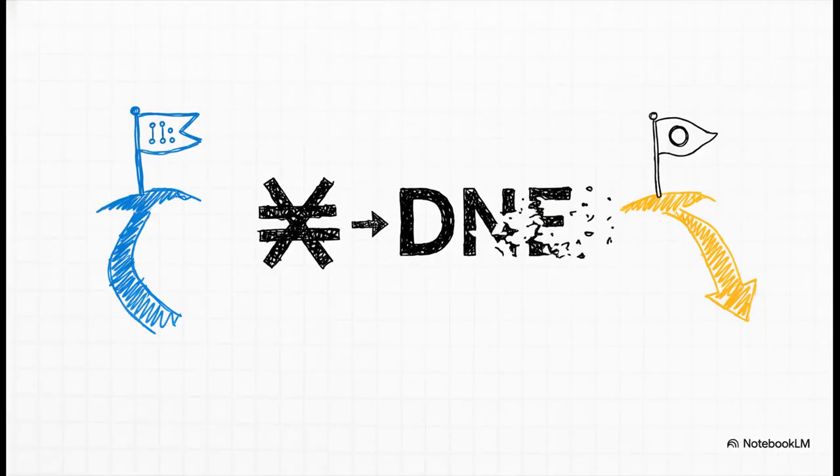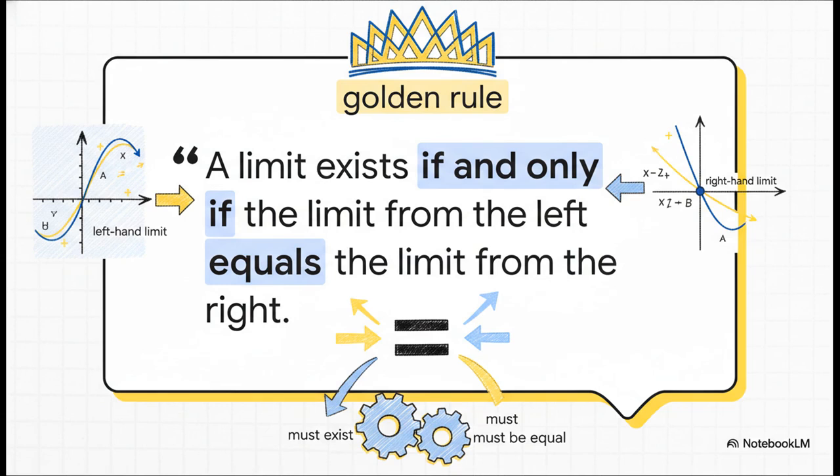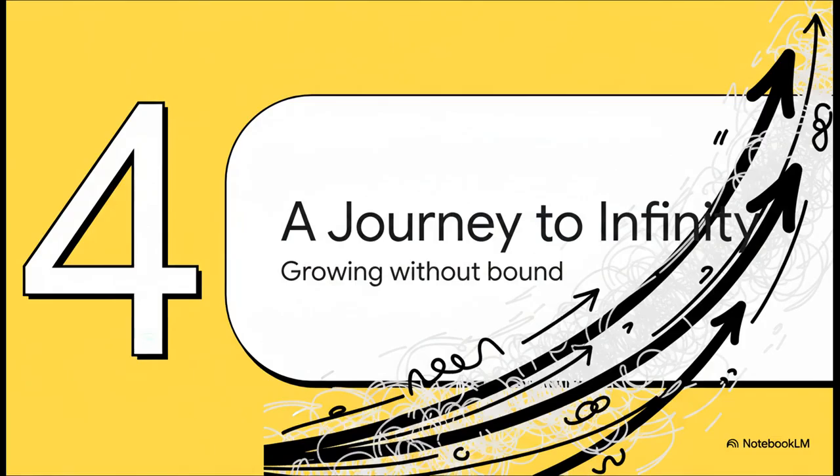If those two one-sided journeys don't lead to the exact same destination, then we have to say that there is no single overall limit. At that point, the limit simply does not exist, and you'll often see that shortened to just DNE. This is the golden rule you have to burn into your brain. For a general two-sided limit to exist at a point, two things must be true. 1, both the left-hand and right-hand limits have to exist. And 2, they have to be equal to each other. Simple as that.